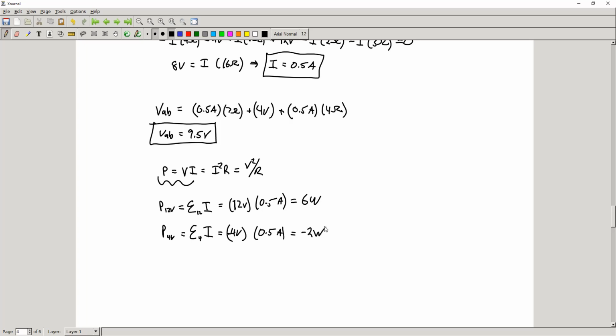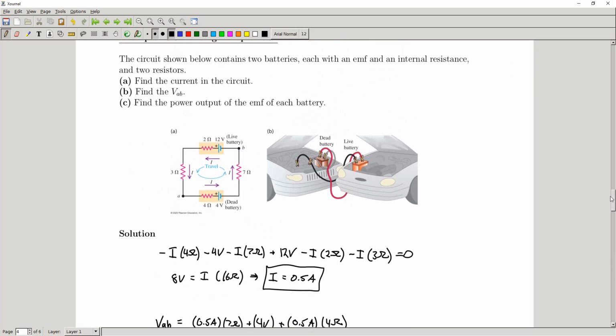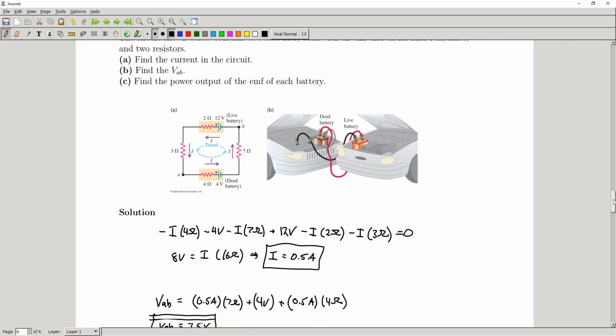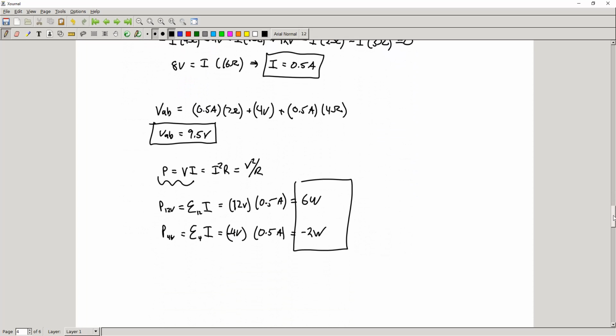What does this mean? Well, this means that battery is draining 2 watts from the system as the current goes around, and that's exactly what we would want, right? We're trying to charge a dead battery in a car, and so it's draining power from the system. The 12-volt battery is supplying power to the system, and these are our 2 results. So these would be the two answers to the question, which was find the power output of the EMF of each battery. One of them is outputting power to the system, the other one is draining power from the system, okay?